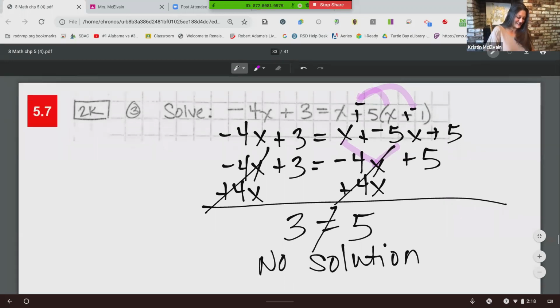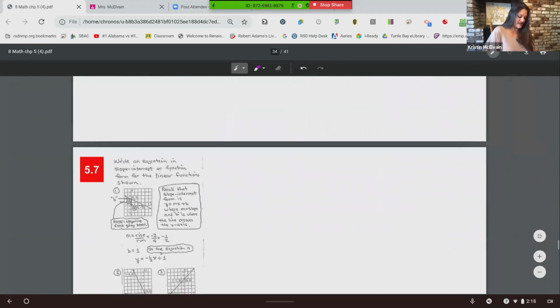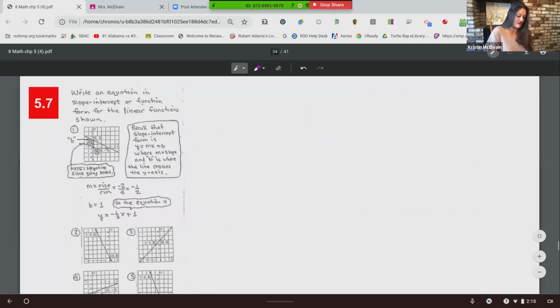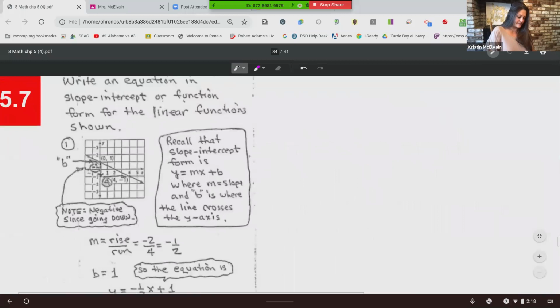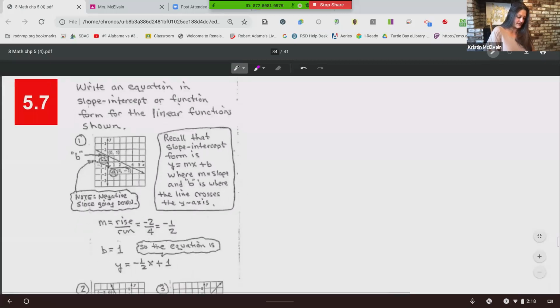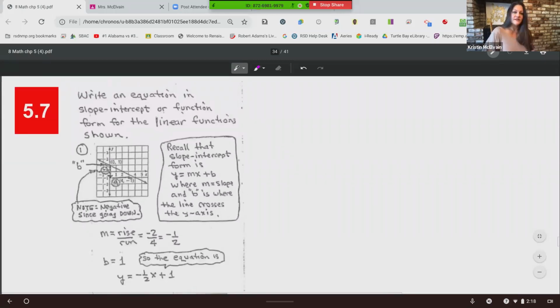All righty. Here we go up to our homework 5.7. It's pretty little, so I'm going to see if I can enlarge it right there. All righty, so 5.7 says write an equation in slope-intercept or function form, same thing, for the linear function shown.